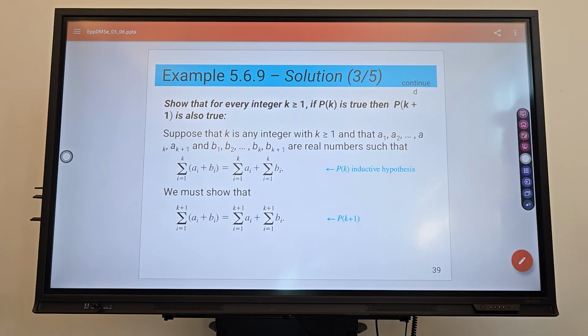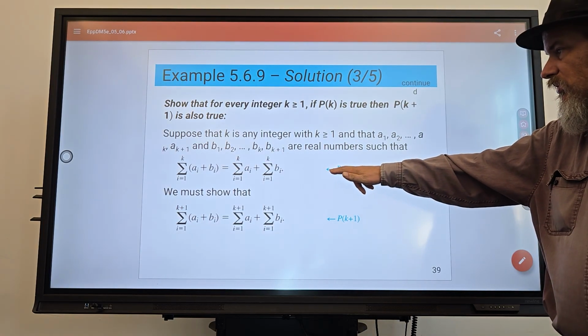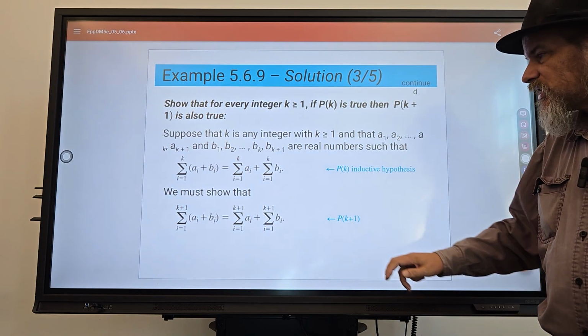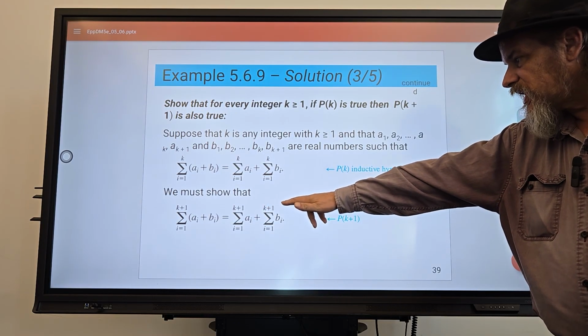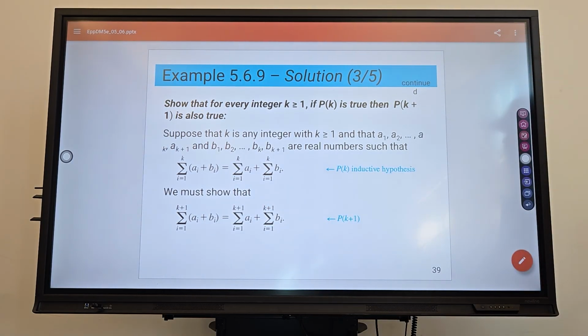Now you need to show that for every integer k greater than or equal to 1, if P(k) is true, then P(k plus 1) is also true. Suppose that k is any integer with k greater than or equal to 1, and that the sequences a_1 to a_(k+1) and b_1 to b_(k+1) are real numbers such that this equation is true, the inductive hypothesis. You must show that the summation to k plus 1 is also true.